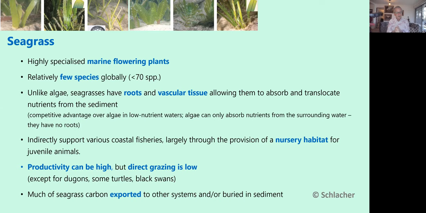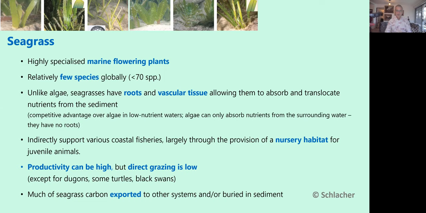Well, actually, not really, because the animals which eat seagrass directly are very enigmatic ones. There are dugongs, there are swans, and there are turtles. But as nice as those animals are, they only represent a very small portion of total consumer biomass.